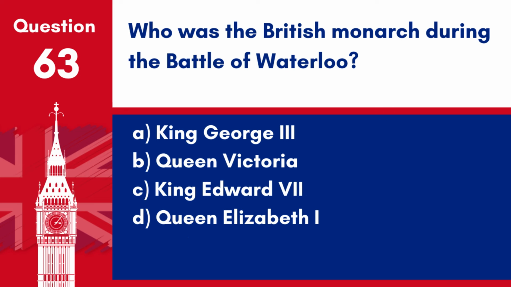Question 63. Who was the British monarch during the Battle of Waterloo? A. King George III. B. Queen Victoria. C. King Edward VII. D. Queen Elizabeth I. Answer. A. King George III. King George III was the British monarch at the time of the Battle of Waterloo in 1815.